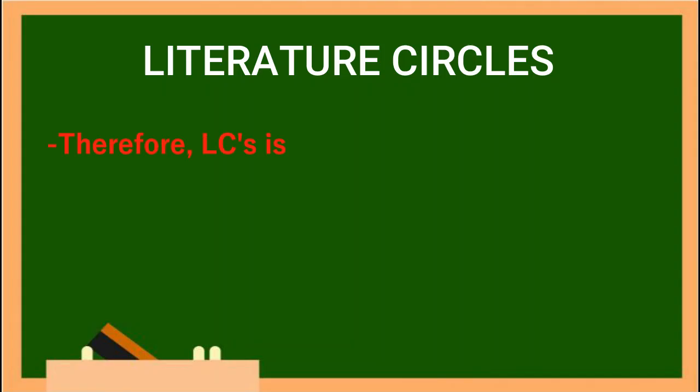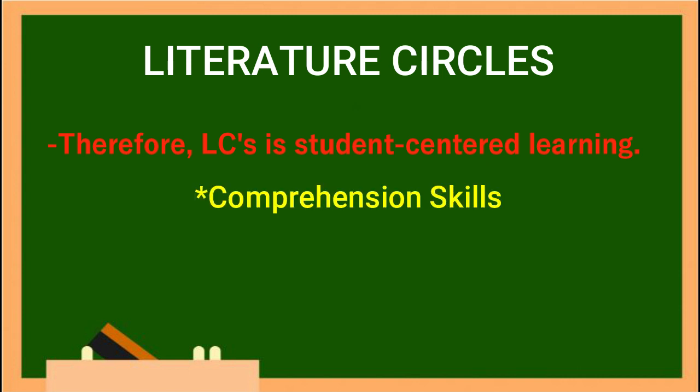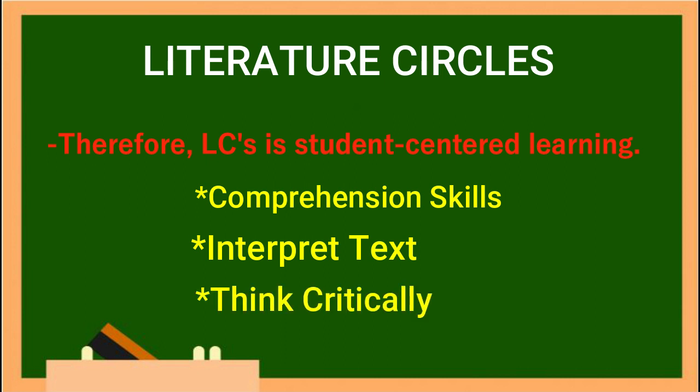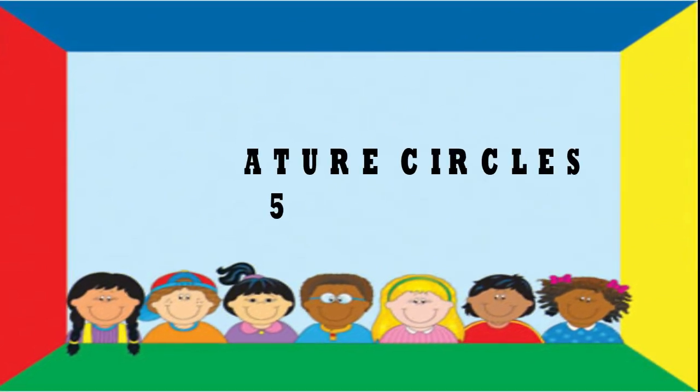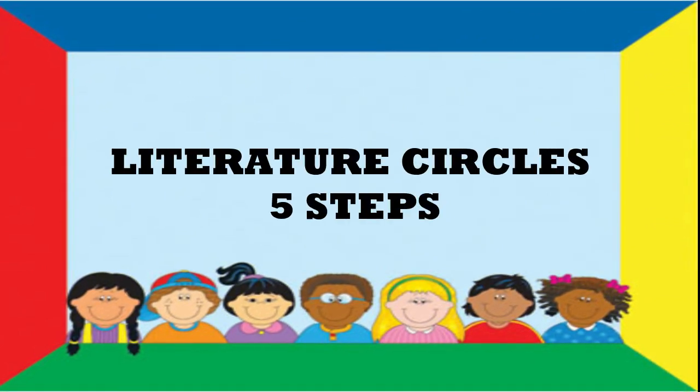Therefore, literature circles is student-centered learning. The teacher's role is to observe and make sure students are following through after groups are arranged. This strategy aims to improve students' comprehension skills as well as their ability to interpret the text and think critically about the text. Literature circles contains 5 steps.